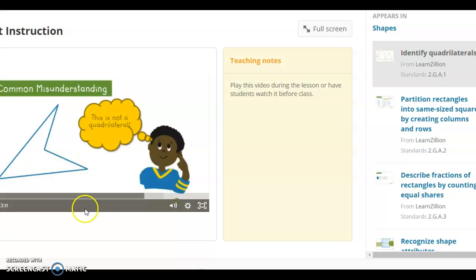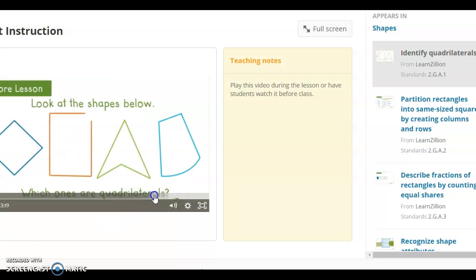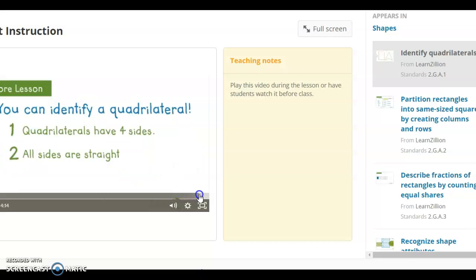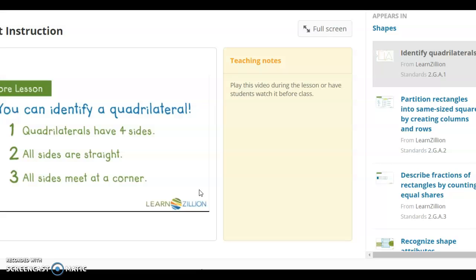Then at the end of the video, it closes by giving an overview of what they learned. So it goes over the three different things they learned in the video here. That you can identify a quadrilateral. All quadrilaterals have four sides. All sides are straight and all sides must meet at a corner.